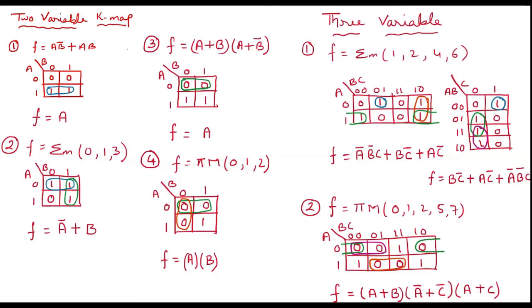So the green one forms a pair and the orange one forms a pair, but this cannot be made into a pair either from this side or from the top, because zeros are available over here, right? So this is a single, and two pairs I am getting.